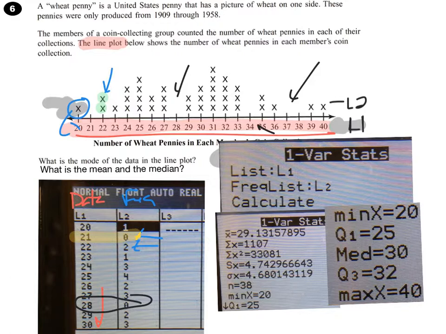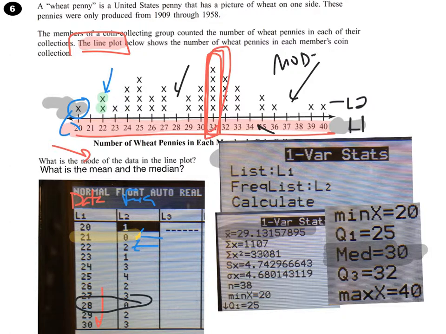So here we have the mean, 29.1. The median is 30. And the advantage of using a line plot is that the mode, the most often occurring data value, is pretty easy to see. Here, there are more x's over 31 than any other number. So here our mode is going to be 31.